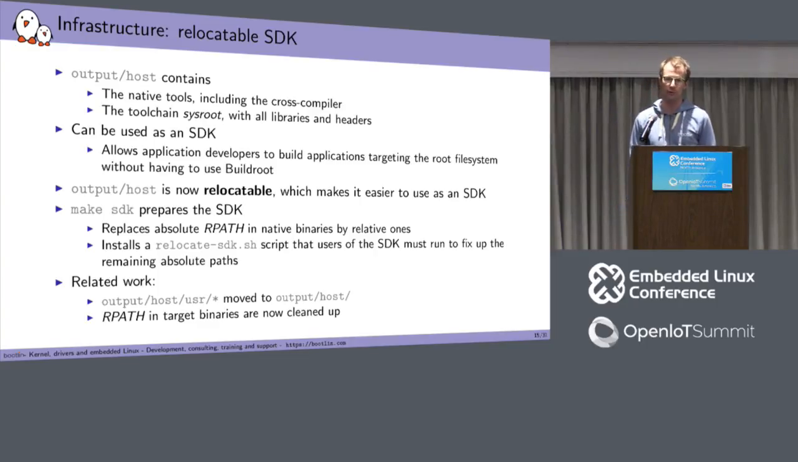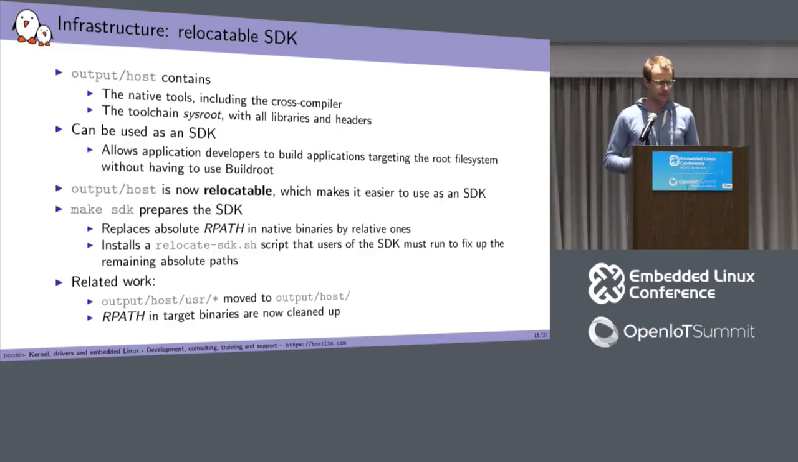So one of the things that we've improved, related to that, is the relocatable SDK. When you build Buildroot, you've got a bunch of folders, and one of them is output/host, which is where we install all the native tools. That's where you've got your cross-compiler and all other tools that might have been compiled for the host machine that are necessary for the build to proceed. And it also contains the toolchain sysroot, which is where all the libraries and headers that have been cross-compiled for your target are located so that the cross-compiler can find them.